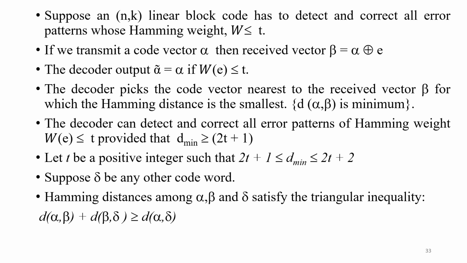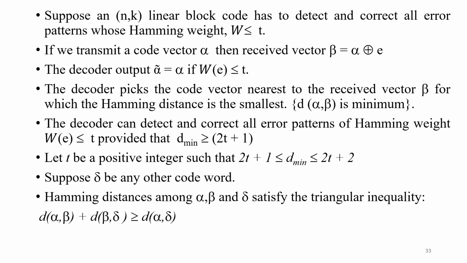The decoder output alpha cap will be equal to alpha if weight of E is less than or equal to T. The decoder picks the code vector nearest to the received vector beta for which the Hamming distance is the smallest. That is, d of alpha beta will be the minimum. The decoder can detect and correct all error patterns of Hamming weight W of E less than or equal to T provided that dmin is greater than or equal to 2T plus 1.